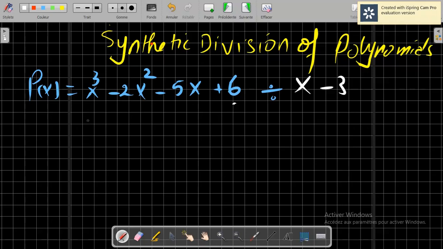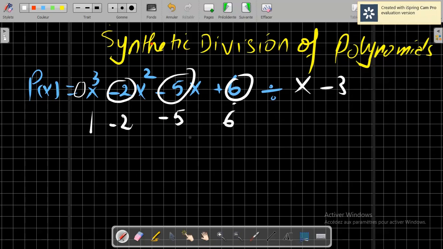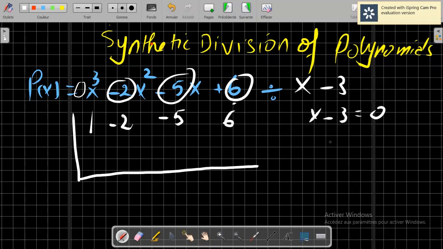You have x cubed, and the coefficient that comes with it is 1. Then you have the coefficient -2, so you need to identify them and write them back here: 1, -2, -5, and 6. Then you have to draw your division lines. Then you have to solve the monomial x minus 3 equals 0. If you take the -3 to the other side, you get 3, so you'll be writing 3 here.